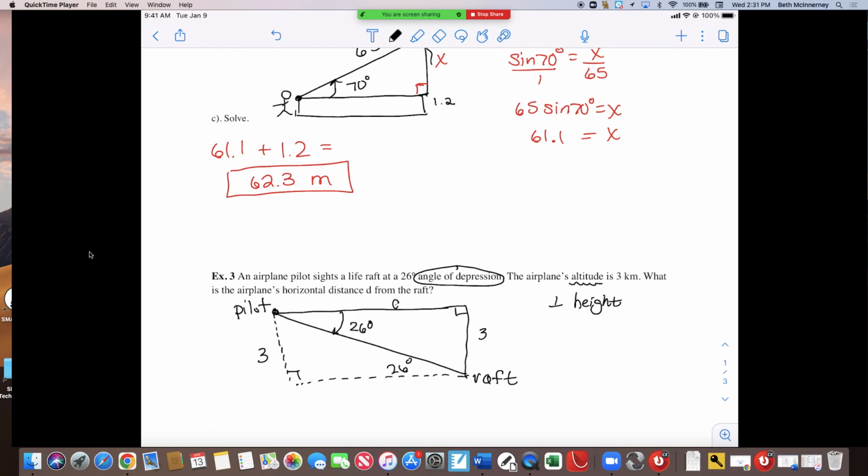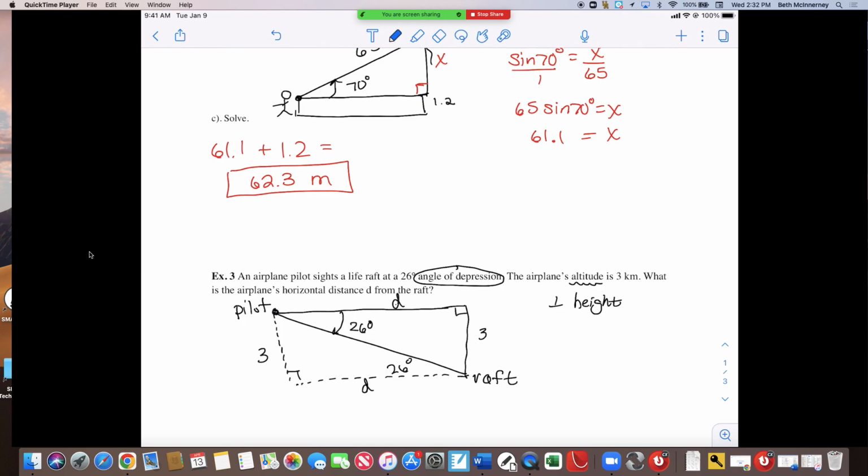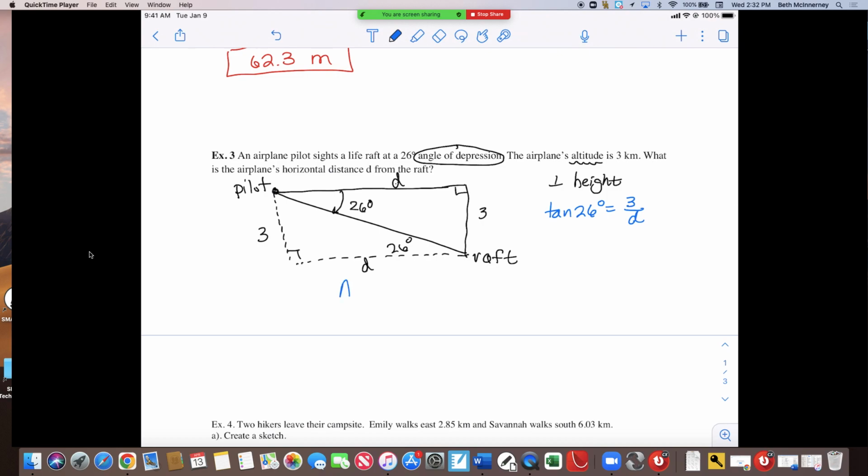We're going to call that D. So I can actually write 2 different equations that will work for me. I could say from the top one, the tangent of 26 degrees is 3 over D, and I can solve that. The other option is I could use this triangle down here. Oh, no, that would give me the same thing. Let me do this. What about this idea? If I take 90 minus 26, isn't this angle down here 64? I could actually write this trig equation.